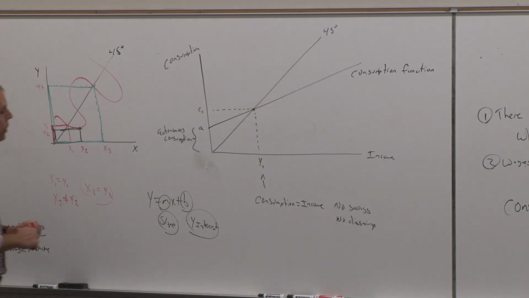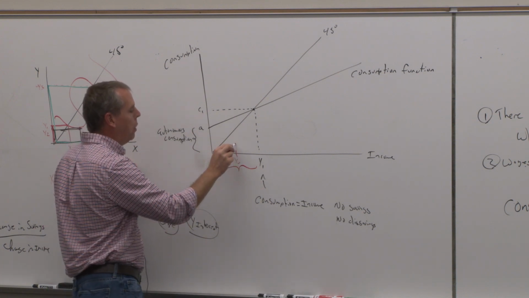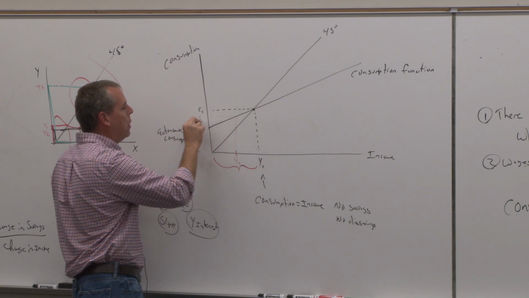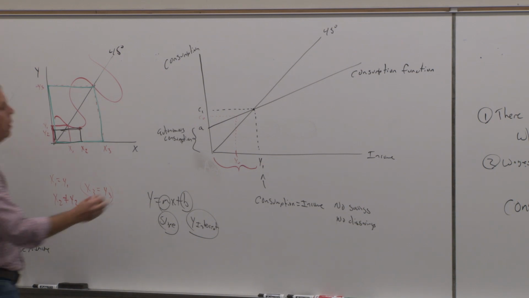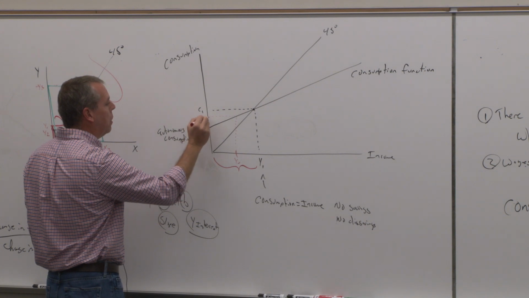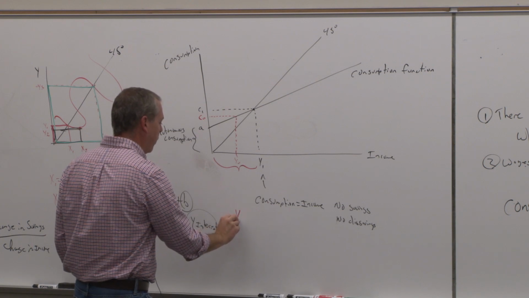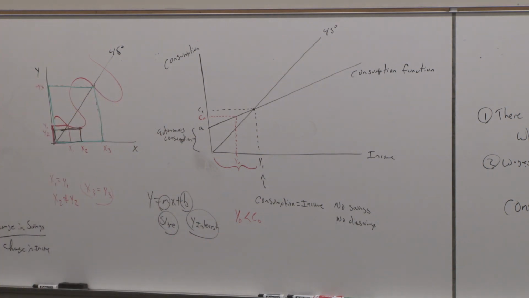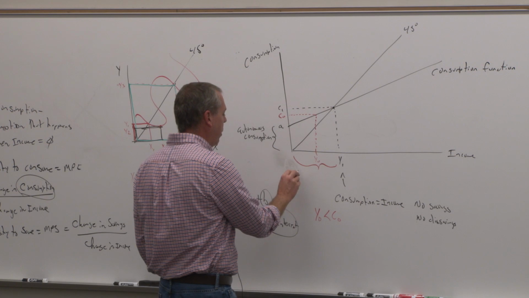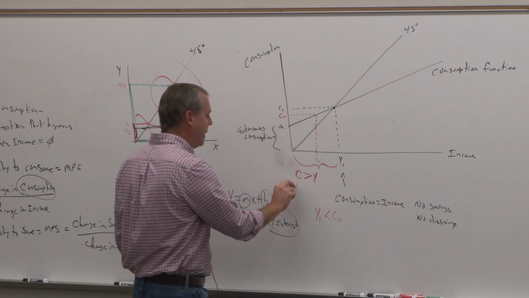Let's look at what's happening in these values less than y1. Let's just choose one. I'll just call this one y0. We see here at y0, we're consuming some amount C0. And what we have happening here, y0 is less than C0, right? Our consumption is larger than our income. So all of these values in here, consumption is larger than income, we have dis-savings.